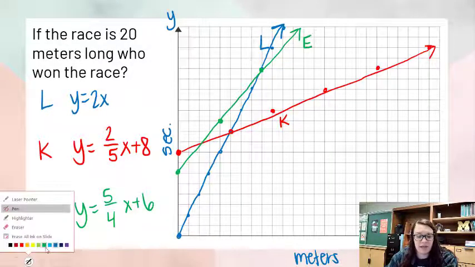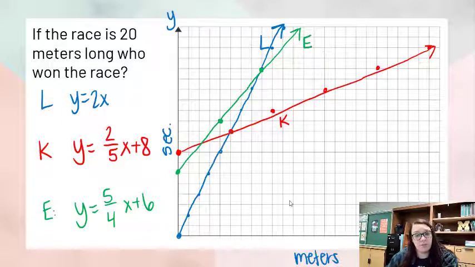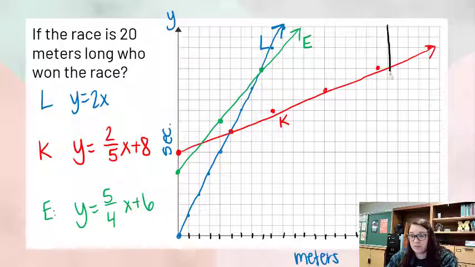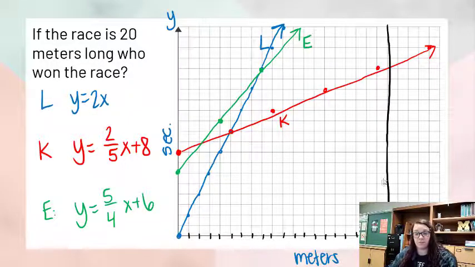So let's see, I drew arrows on the end of each of these, but really the race ends after 20 meters. So let's see where 20 meters is. This is 1, 2, 3, 4, 5, 6, 7, 8, 9, 10. 20, here's 20. So I'm gonna put a line here to recognize where 20 is. And my question is, who gets there first?